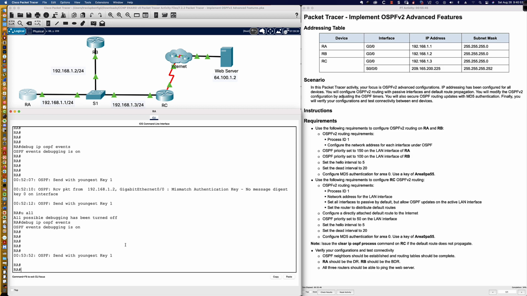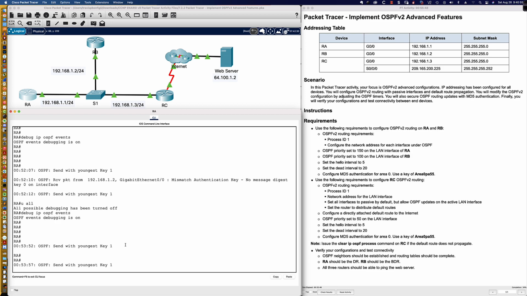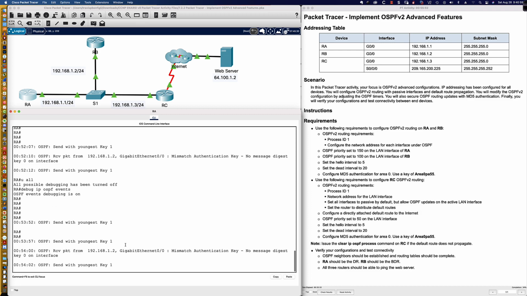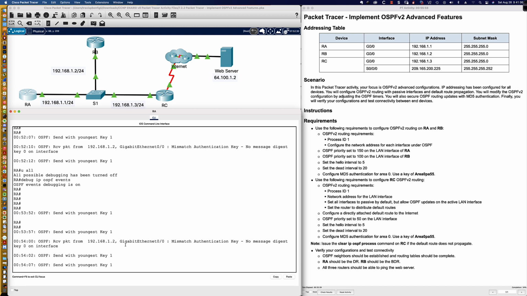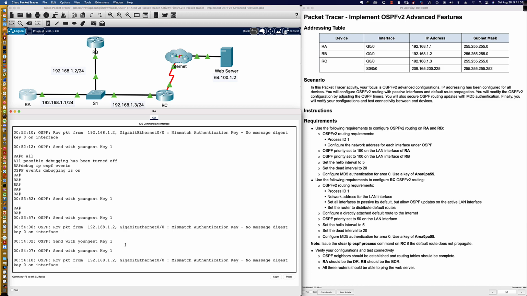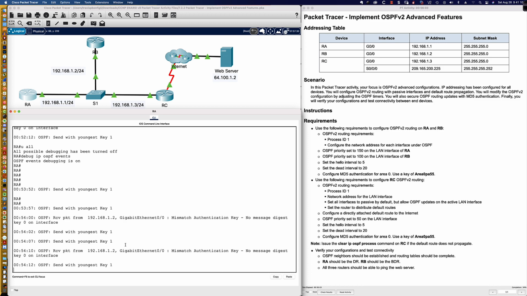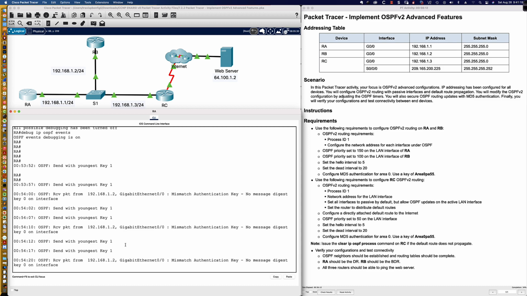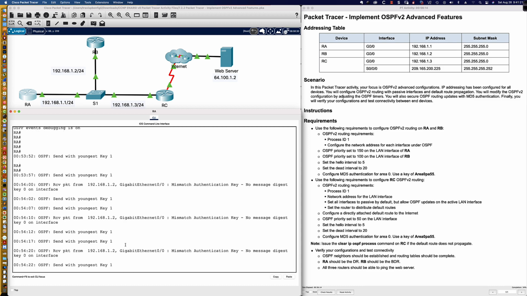I think I'd said it was the adjacency that was giving us this output. It's the events. And what we should see here, and again, we haven't even set the hello and dead intervals yet, because that would kill the adjacency as well. But again, the problem is router A is receiving a key that is key 0, meaning we don't have a key configured on the interface on router B. So the mismatched authentication key is the problem now, right? Not the mismatched authentication type.